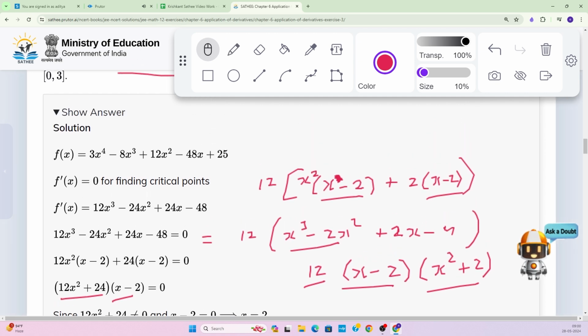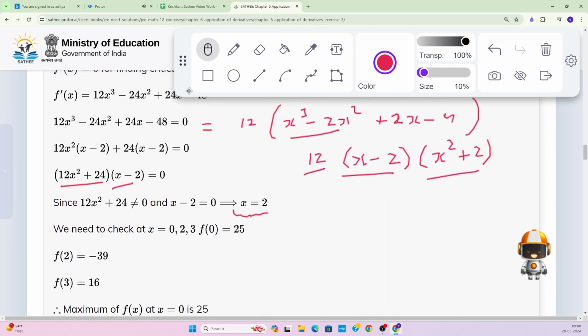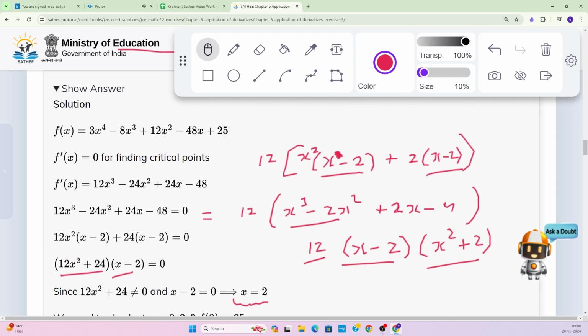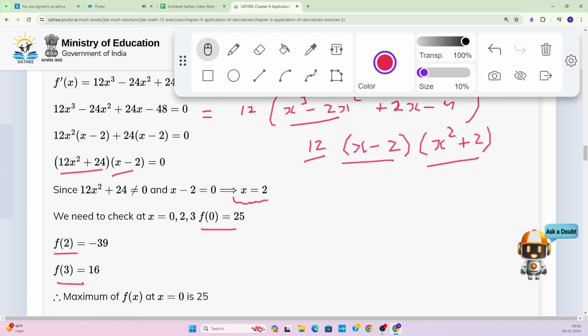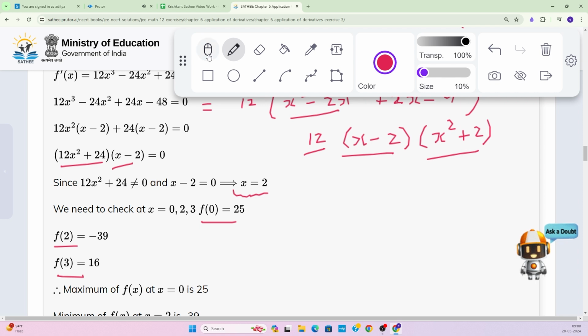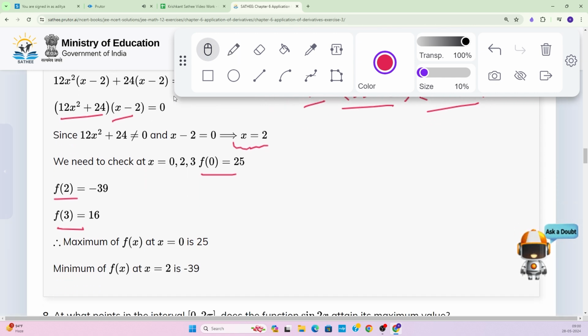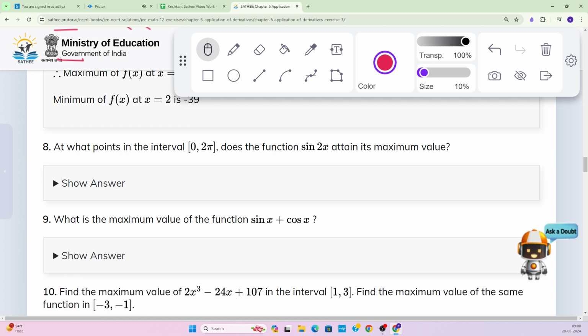Now endpoints also must be included here. So 0 and 3 you will have in total. You have to check 0, 3 and 2, three points. So f of 0 will be 25, f of 2 will be minus 39, f of 3 will be 16. Okay, so as you can see, f of 0 gives you 25, f of 2 will give you this. Please check your values at 2 and 3 also. So from here you can easily see the maximum value we are getting at 0 and the minimum value we are getting at 2. Simple. Okay, I hope it is clear to you.